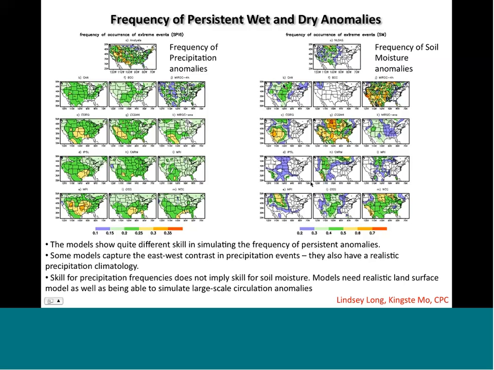The problem is if you look at the soil moisture anomalies, these persistent anomalies, there really is a mixed bag of skill going on here. Again, we should be seeing this kind of gradient between low frequency and higher frequency in the west. Some models get it, a lot of models get it completely wrong. And there is no direct correlation between good performance in precipitation and good performance in soil moisture anomalies. So this indicates that even if you get the precipitation right, you need a pretty good land surface hydrology model in the climate model to actually translate those precipitation anomalies into realistic soil moisture anomalies.